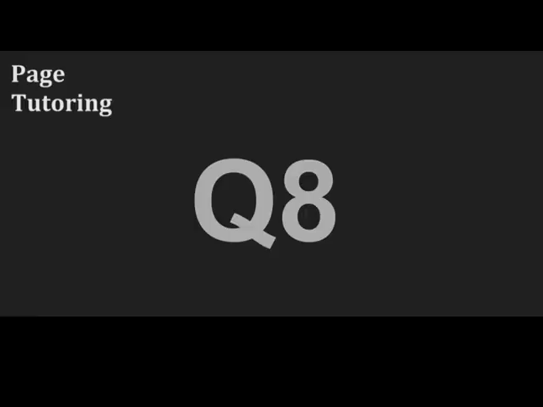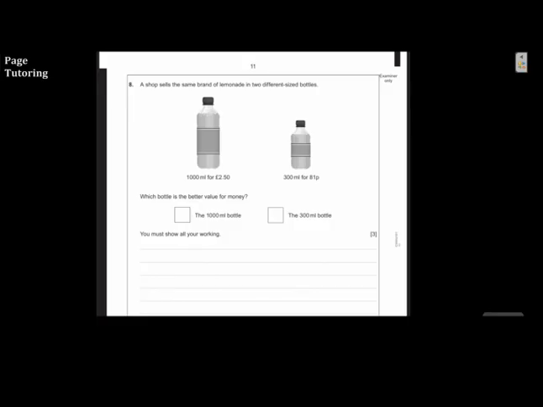Question 8. A shop sells the same brand of lemonade in 2 different size bottles. So we've got our diagram of the bottles there. One's 1,000 millilitres for £2.50, and one's 300 millilitres for 81p. Which bottle is the better value for money? Well, at the moment, we can't really compare them because they're different amounts of fluid. So we can't directly compare them.